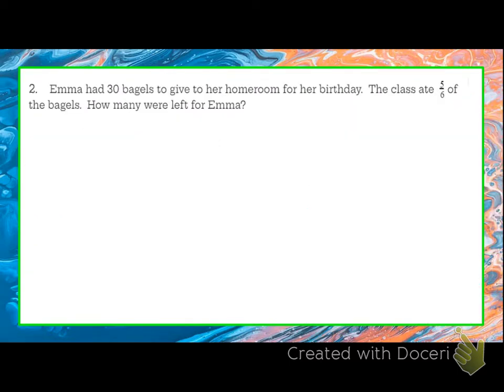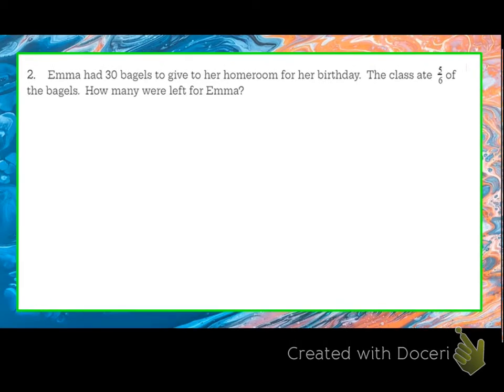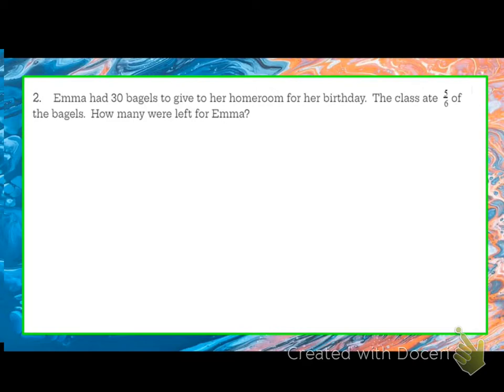So our next problem states Emma had 30 bagels to give to her homeroom for her birthday. The class ate 5/6 of the bagels. How many were left for Emma? So again, we see this keyword of. So we want to make sure that we are paying attention to that. That tells us we're going to be multiplying. So we have 5/6 of the 30 bagels that were brought in.